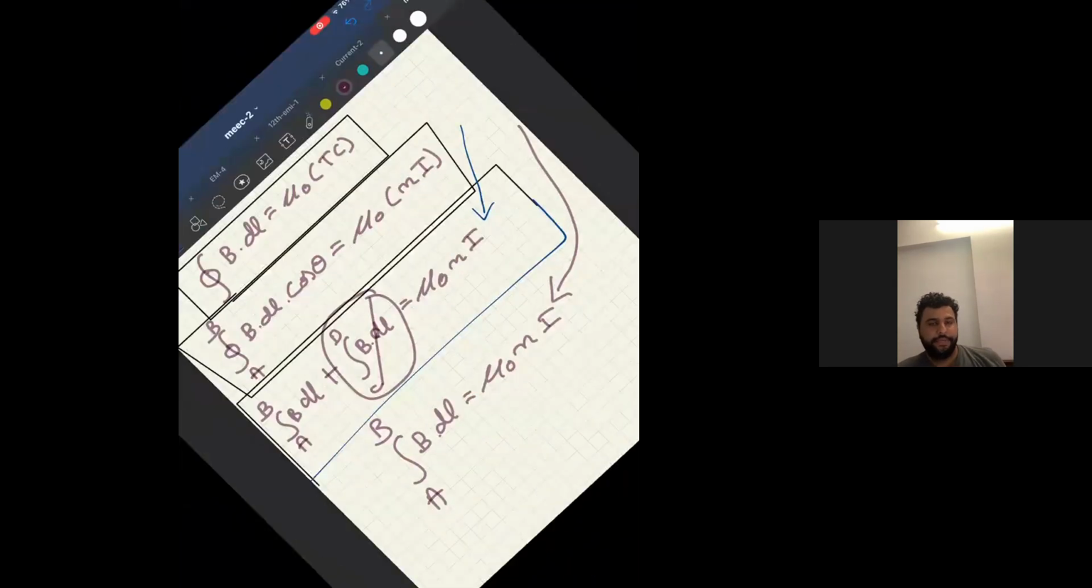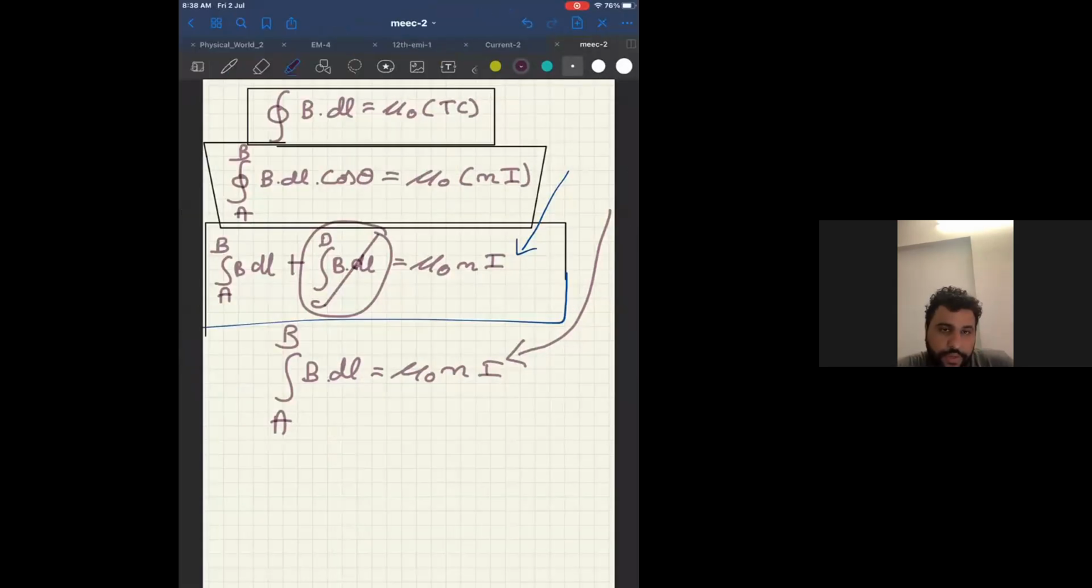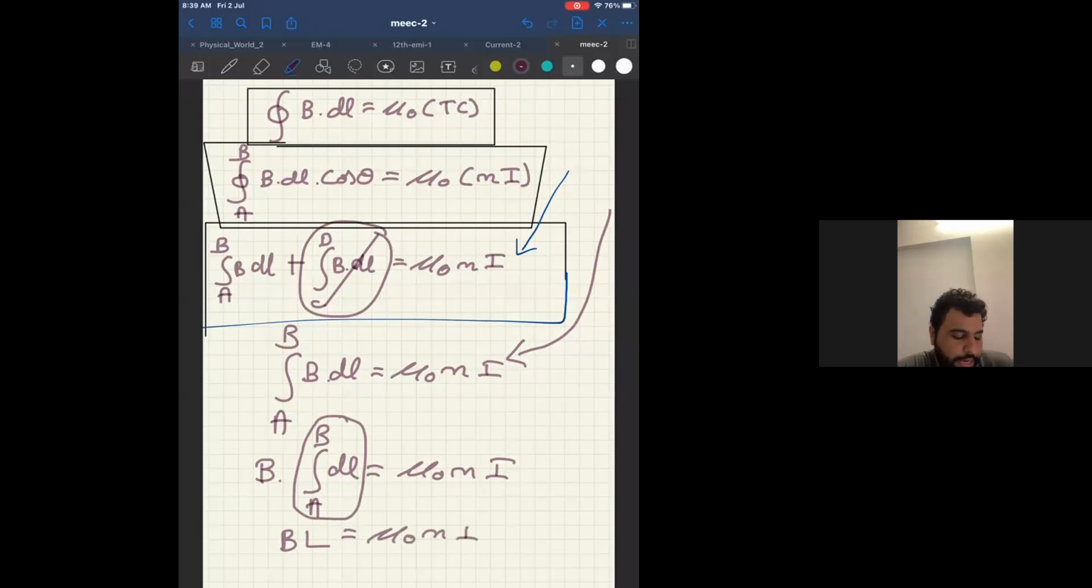Now, last step, and I'll get the answer. So look at the screen. I will take B outside the integration sign. Integration of A to B dl is equal to mu naught NI. Now tell me what is the total length between A and B? Check the diagram. The total length between A and B is L, that is the length of the axis. Therefore, can I say integration between A to B of small length dl is capital L, equal to mu naught Ni.